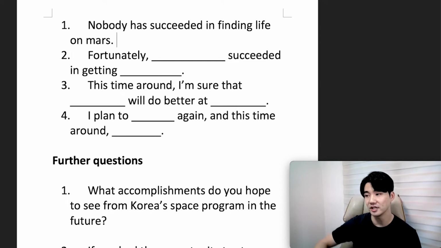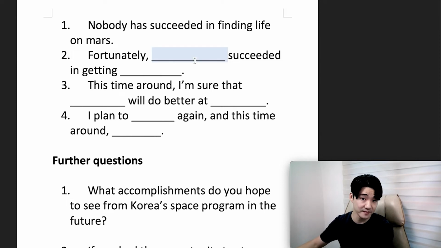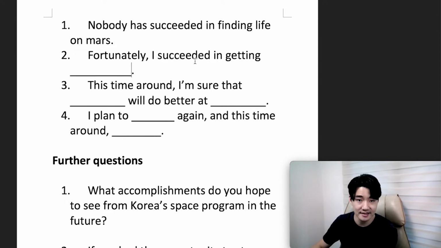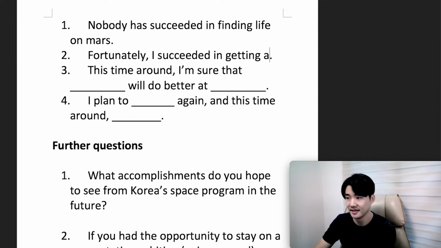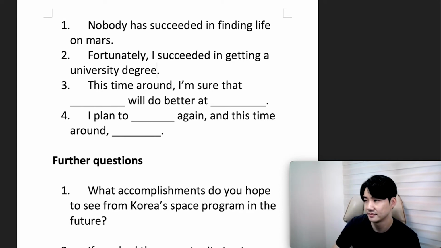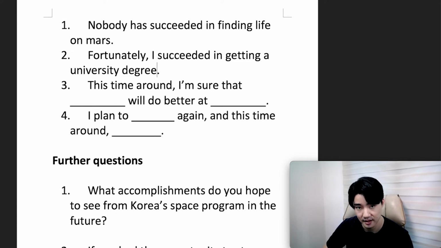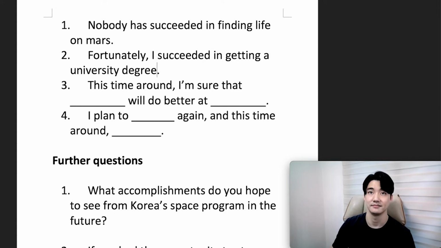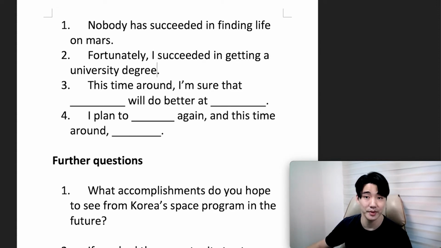Number 2. Let's say, fortunately, I succeeded in getting a university degree. So I didn't think I would go to university, but I succeeded in getting the degree.